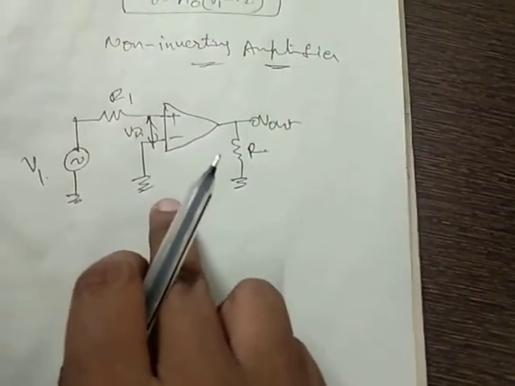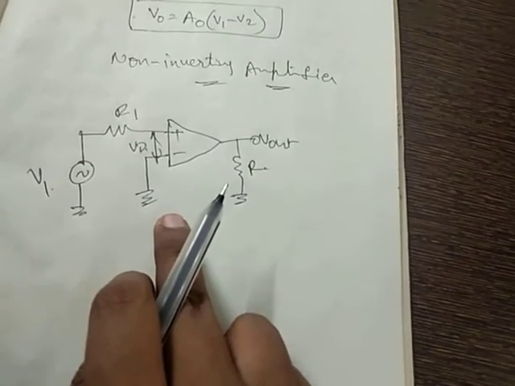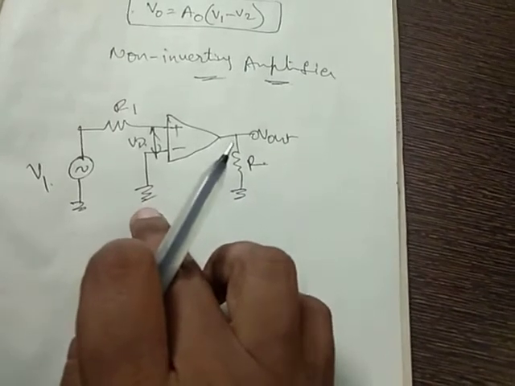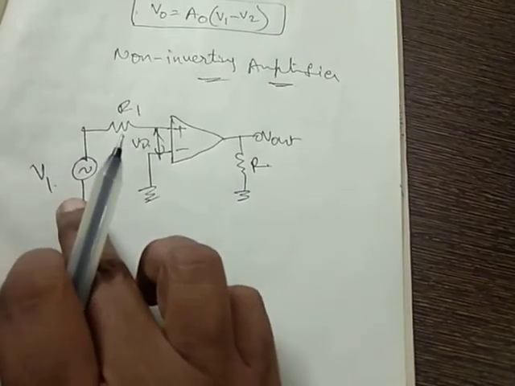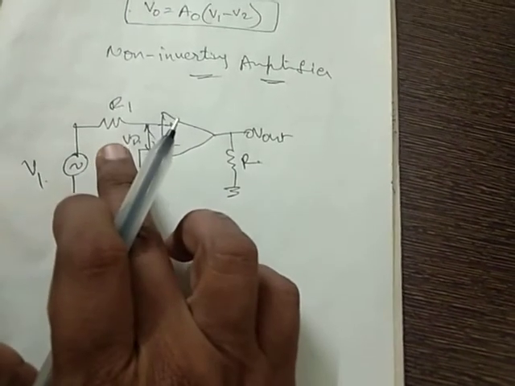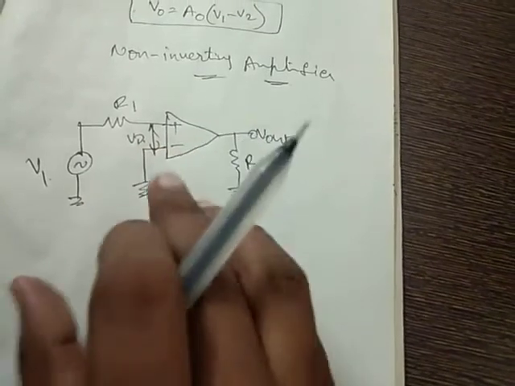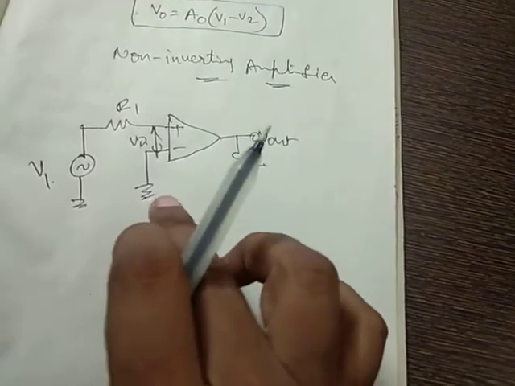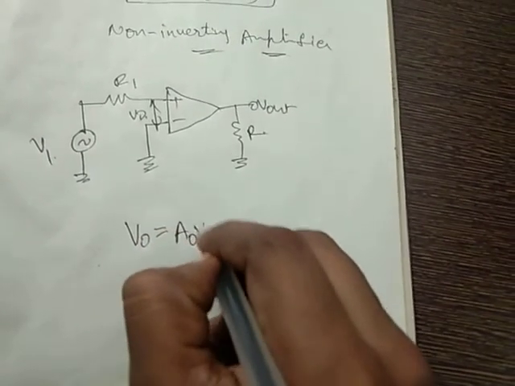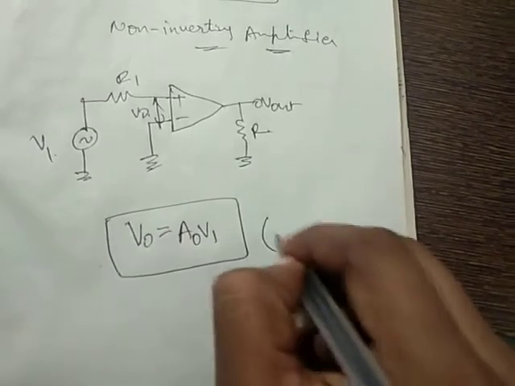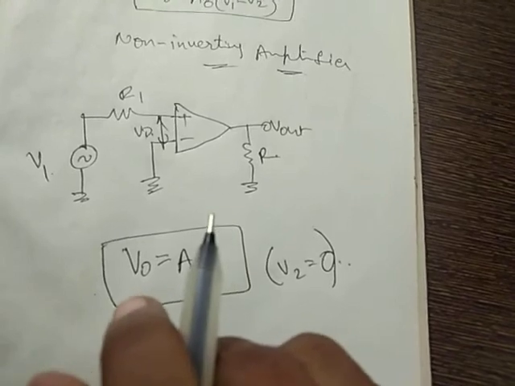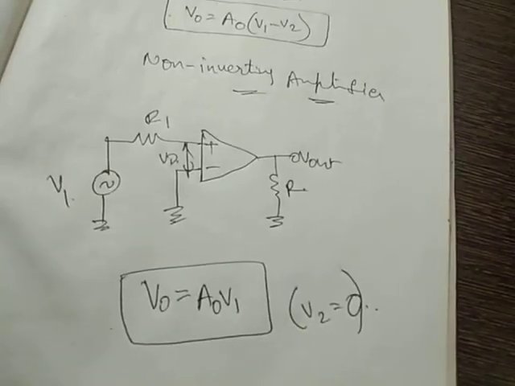In this configuration, the inverting terminal of the op amp is connected to the ground and the input signal is applied to the non-inverting terminal of the op amp through resistor R1, and hence it is called a non-inverting amplifier. The output voltage of the non-inverting amplifier is given by V0 equal to A0 into V1, as V2 equal to 0. This is the inverting and non-inverting amplifier.